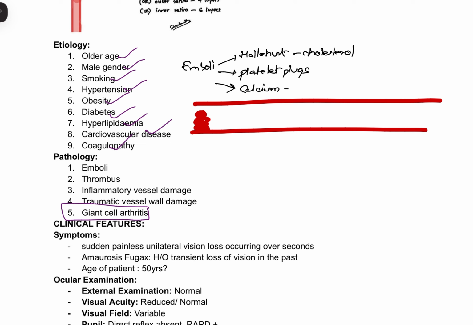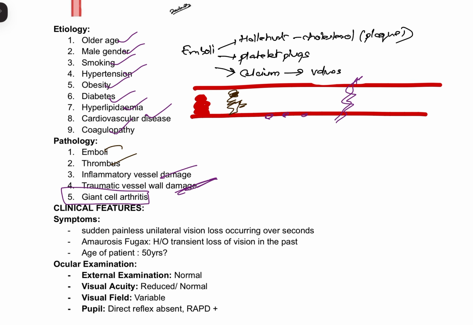This calcium will mostly be coming from the cardiac valves, not the plaques, the valves. Hollenhurst emboli are from atherosclerotic plaques. Then after that you have thrombus formation, where you have some issues in the vessel itself. Then you have inflammatory vessel wall damage. Then you have traumatic vessel wall damage. So these are the pathologies which can lead to retinal artery occlusive disease.